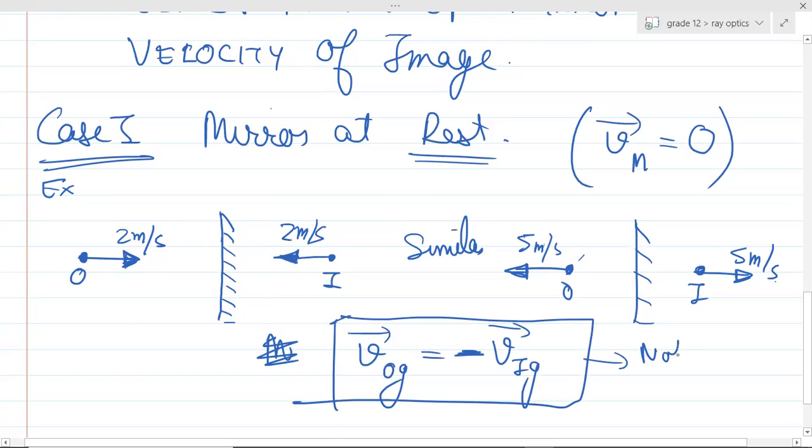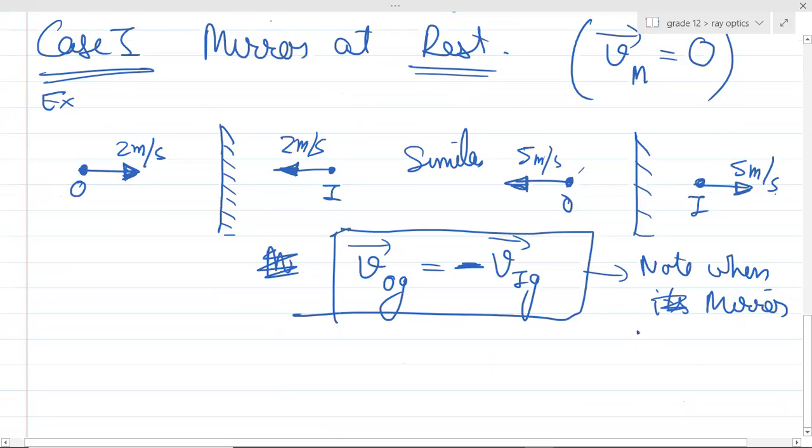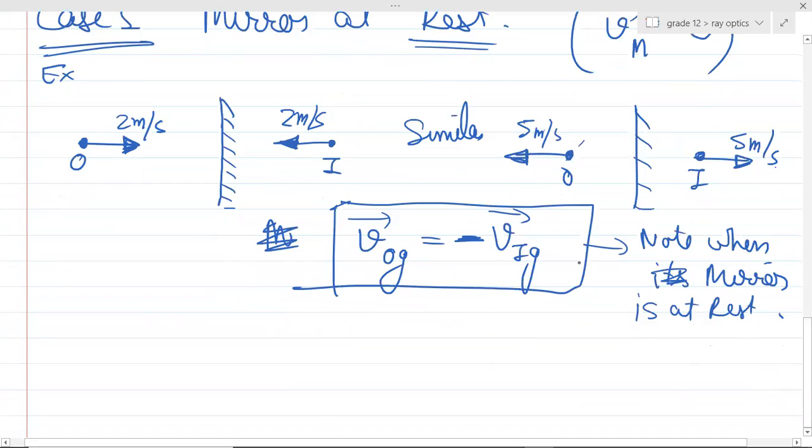Anna? Yes or no? Yes, sir. When the mirror is at rest only, then this happens, Anna. Now tell me this particular thing. Can you see over here, the object is moving perpendicular to the mirror, right?